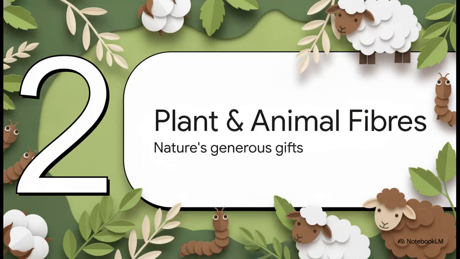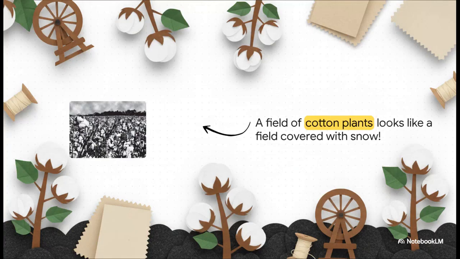Section 2, Plants and Animal Fibers. Let's explore exactly where those natural building blocks actually come from. First up is a plant fiber you probably use every single day, cotton.